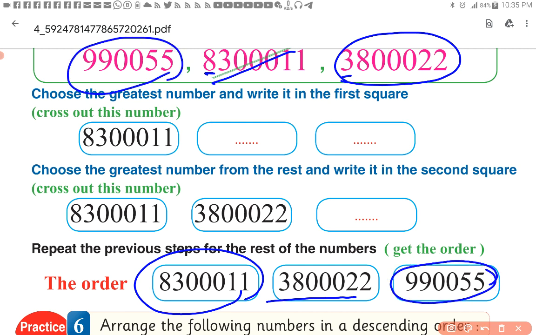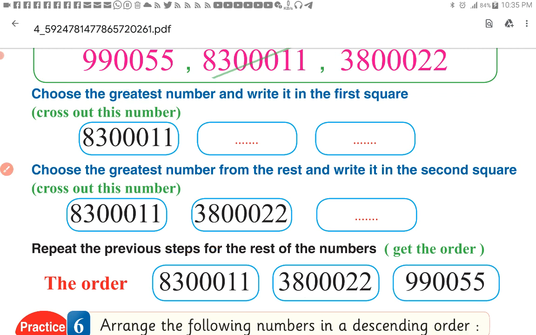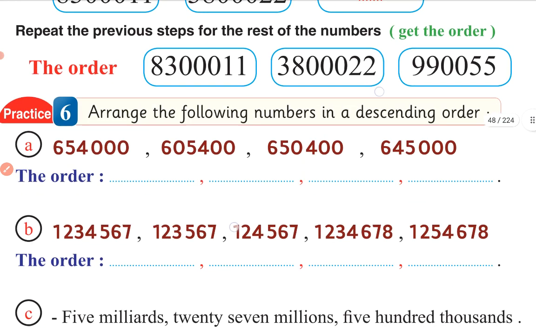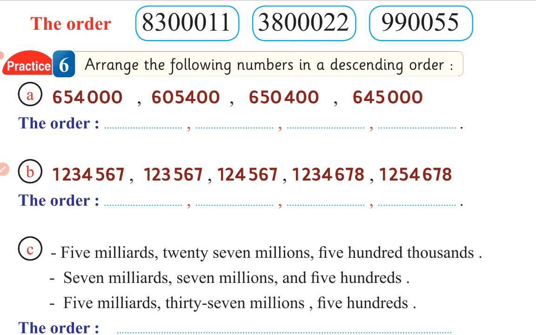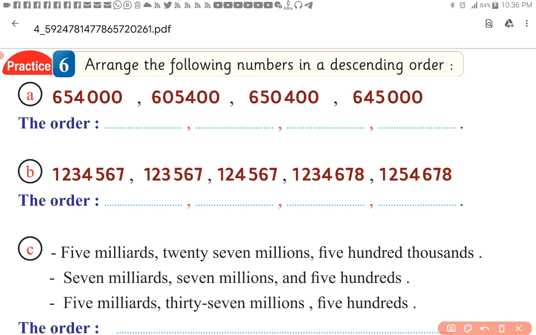Now, for you, arrange in descending order. Count the number of digits. Here we have 6, 6, 6. All of them contain 6. Then start from left. Here 6, 6, also 6. Here 5, here 0, here 5, and here 4.